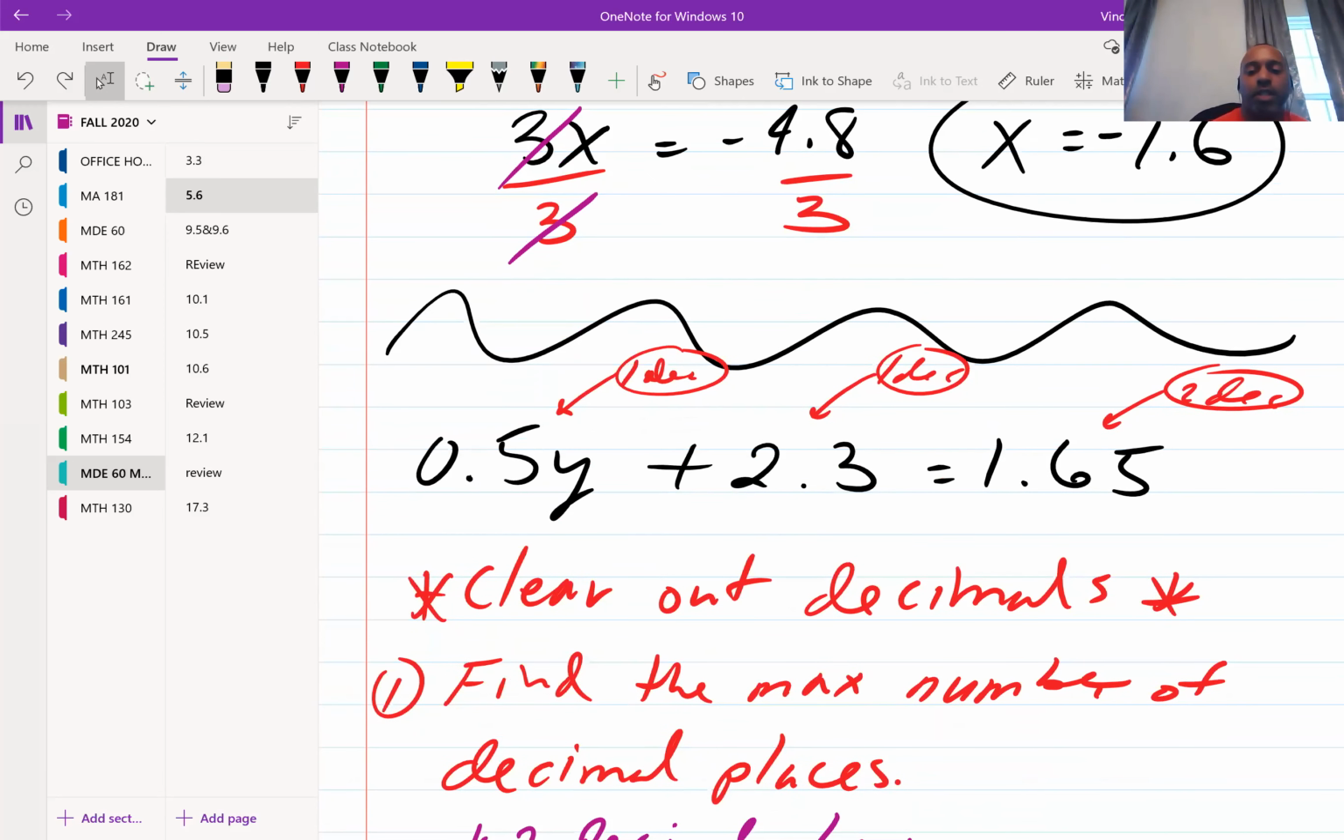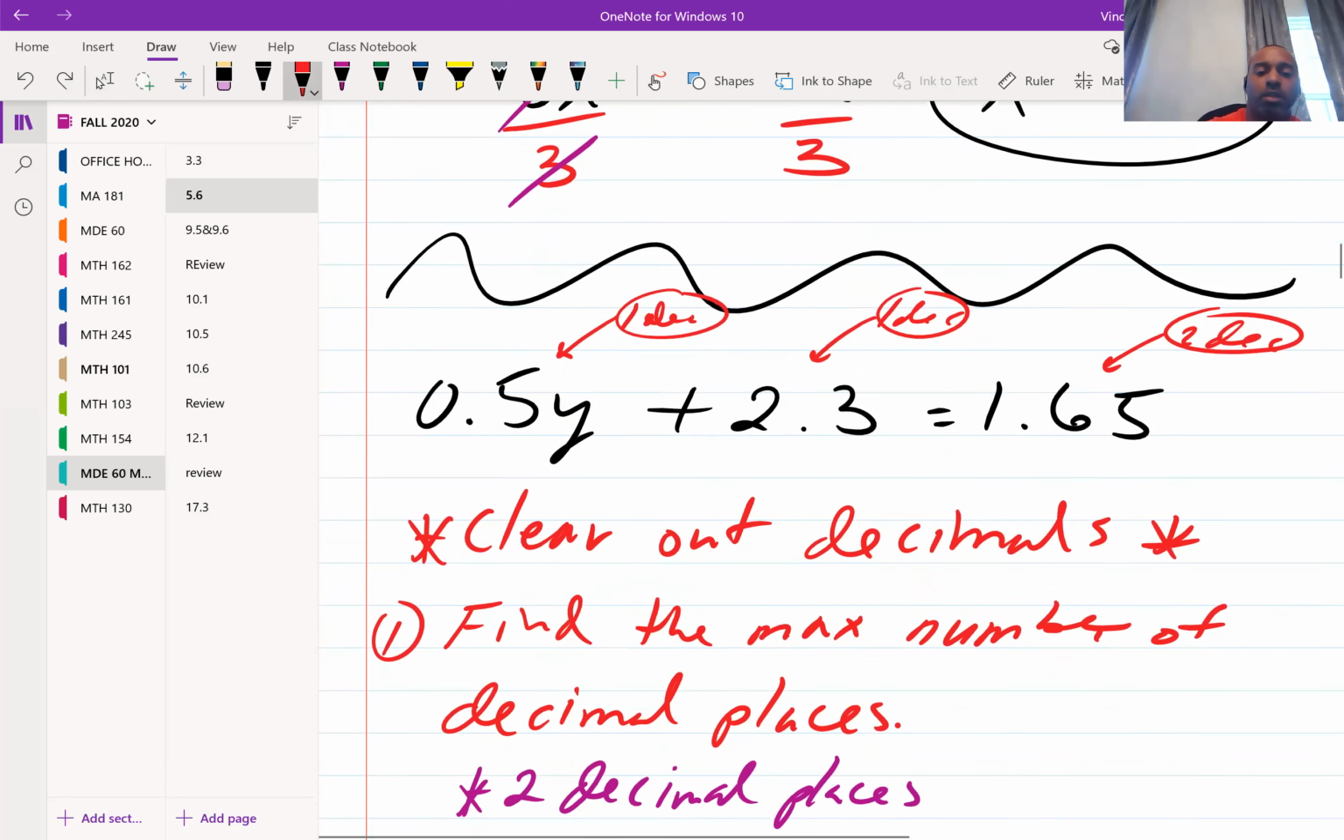But as far as your decimals are concerned, if you want to clear out your decimals, the first thing you want to do is find the max number of decimal places. So notice we have one decimal place in the first one, one decimal place in the second one, but we have two decimal places in that third number. So the max number of decimal places is 2.